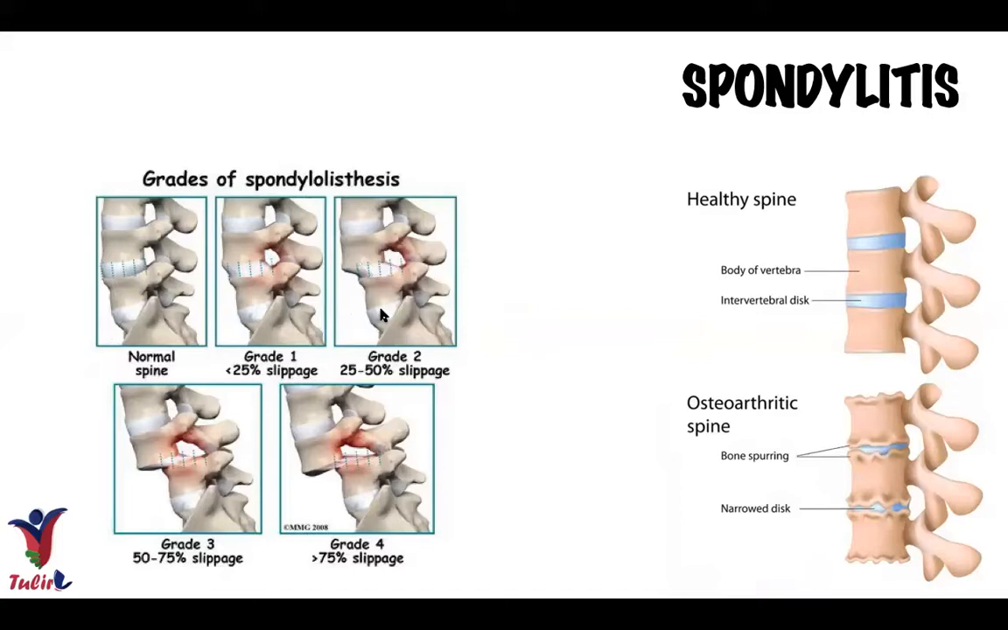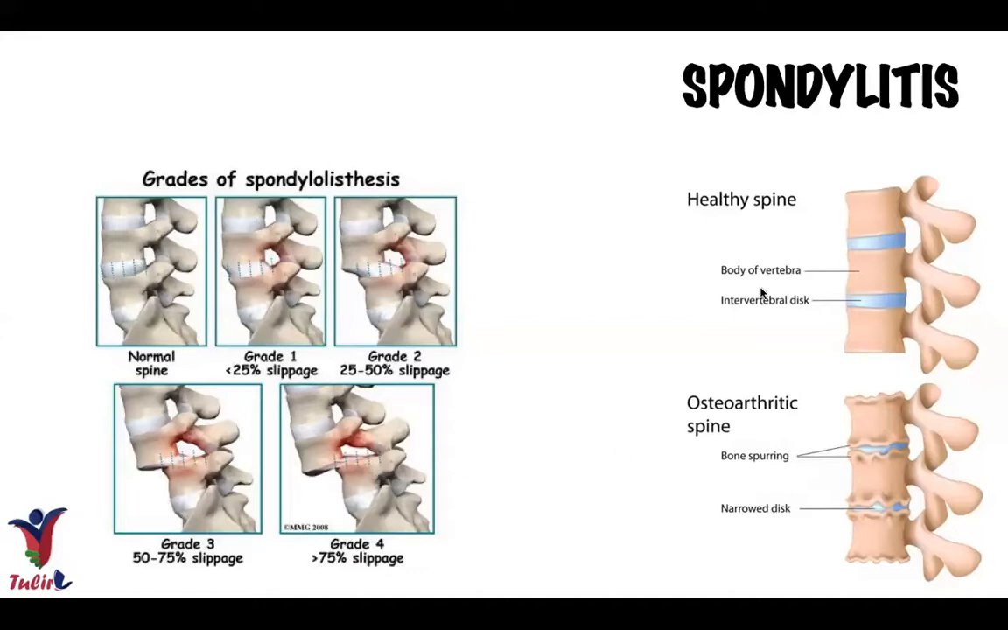Most of the people will have severe pain in grade 2, so they get treated. It's very hard to find grade 3 and grade 4. Only in traumas we see grade 3 and grade 4. So if you have 75% slippage, then it will look like this, and grade 4 is more than 75% slippage.